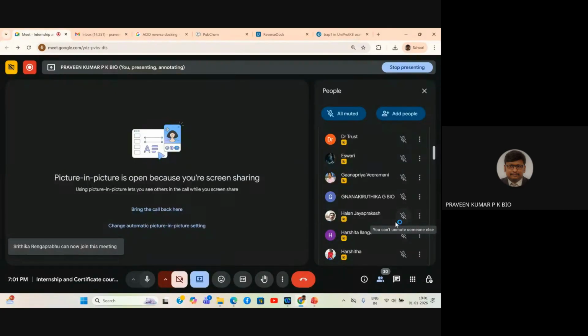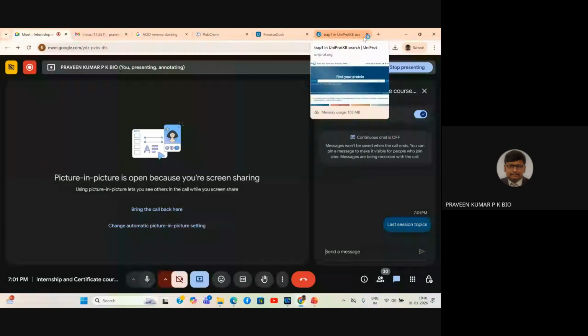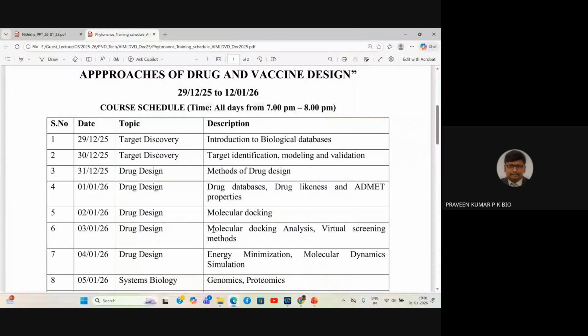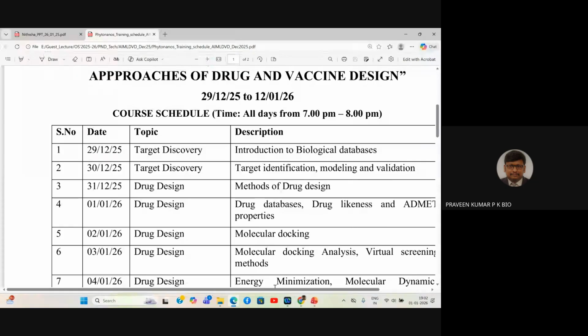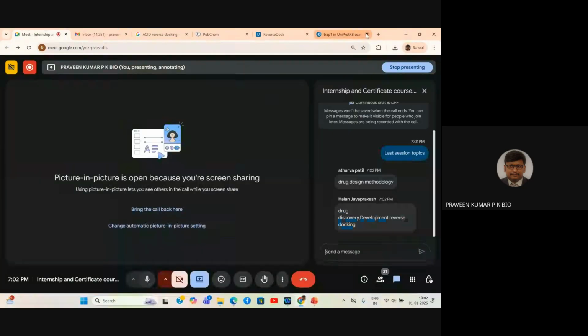Shritika Rangaprabhu, accept the invitation so that it will be easy for you to join. No one can admit you in between, so take care. Just recap the last session topics. Yeah, I forgot. Is it? So I'm just showing you a hint. So we discussed on... Yeah, I think you have taken the resolution for New Year.